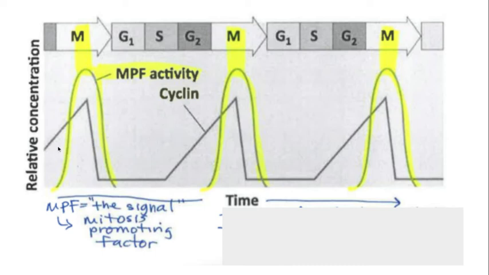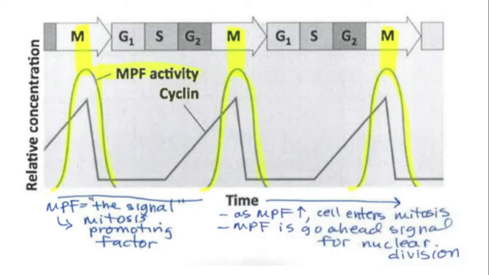Now, take a look at cyclin here for a second. Notice that cyclin never actually goes away, but it also does cycle. That's because cyclin is always present in cells, and it gets regenerated, reused, which I'm going to talk about more in just a second. As we proceed over time, you can see here that there were 1, 2, 3 cell cycles in this particular example. As the MPF increases, the cell enters mitosis, and MPF is the go-ahead signal for nuclear division. Again, I'm going to explain MPF a little better in the next section.